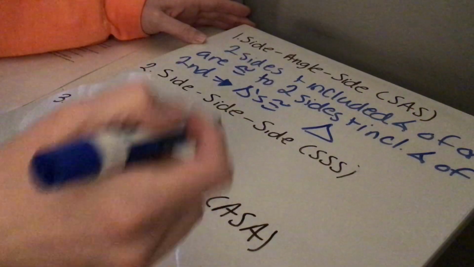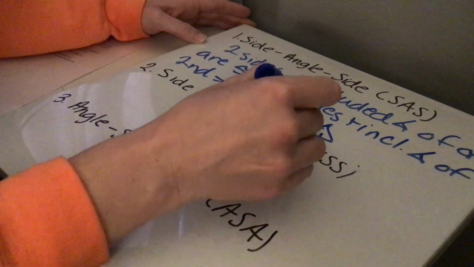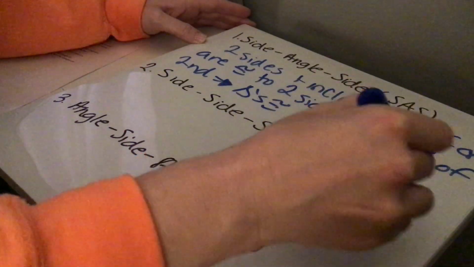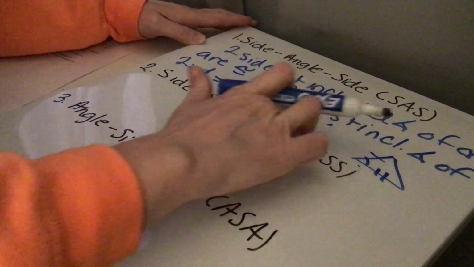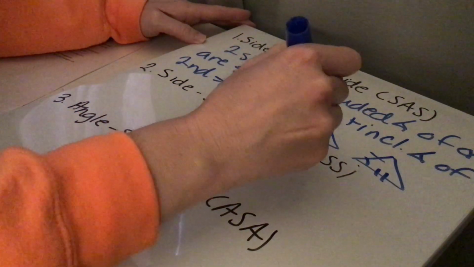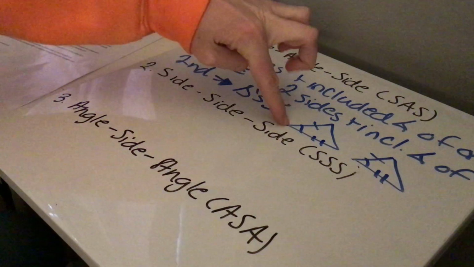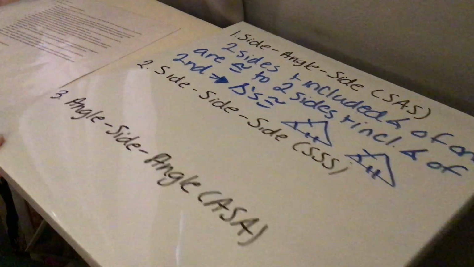Okay, so what we're talking about is, say, this side, and then the angle in between, so here. So side, angle, side are congruent to side, angle, side, right? The angle is in between the two sides. Then we can say those two triangles are congruent.